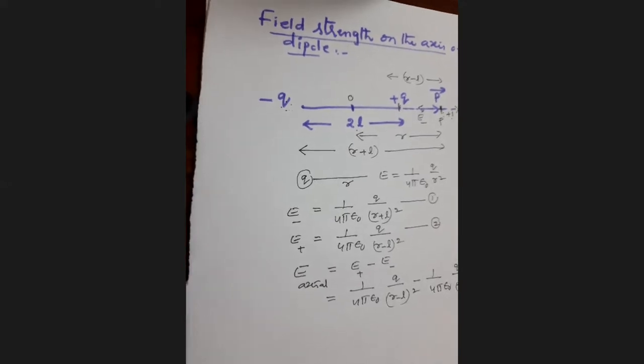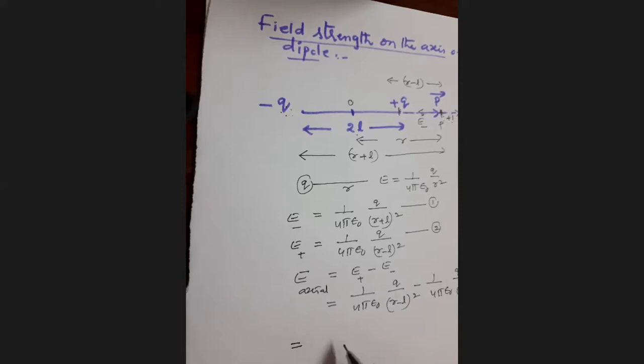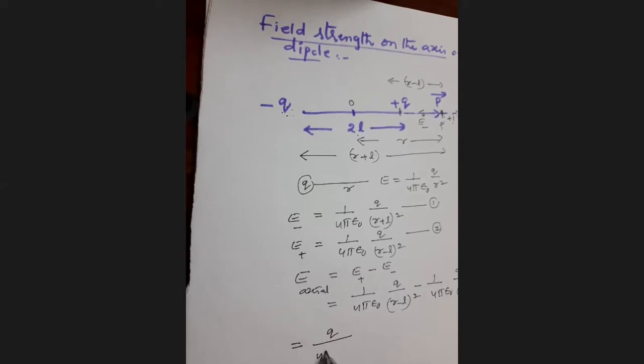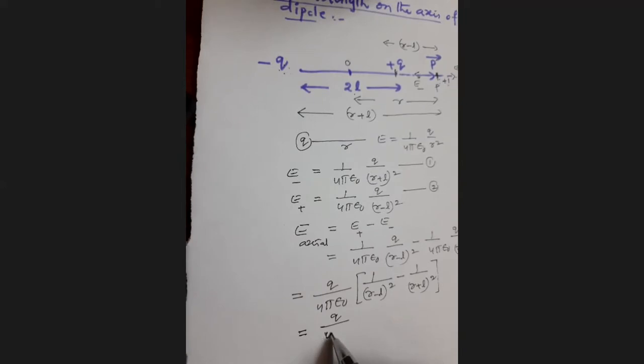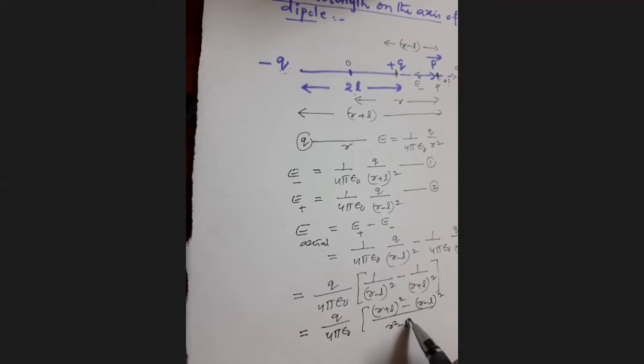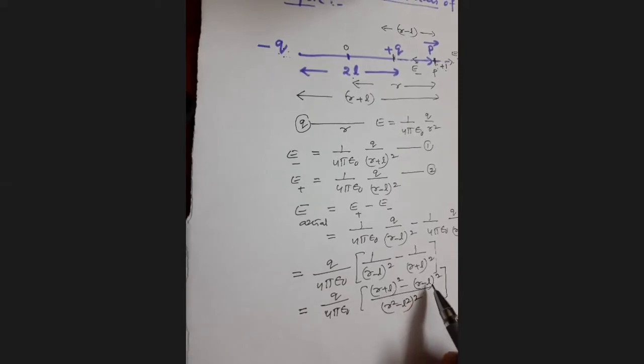Okay, Q by (R plus L) whole square. That equals, by taking Q by 4 pi epsilon naught common, 1 by (R minus L) whole square minus 1 by (R plus L) whole square. Okay, this gives Q by 4 pi epsilon naught times (R plus L) whole square minus (R minus L) whole square, by (R square minus L square) whole square. Okay, it has the form (A plus B) whole square minus (A minus B) whole square.